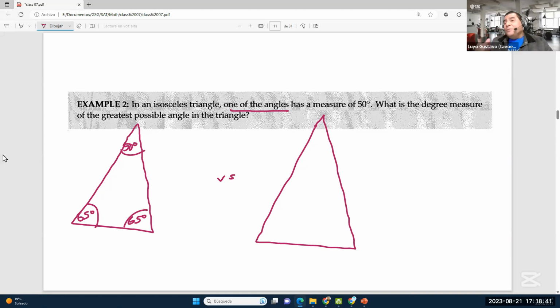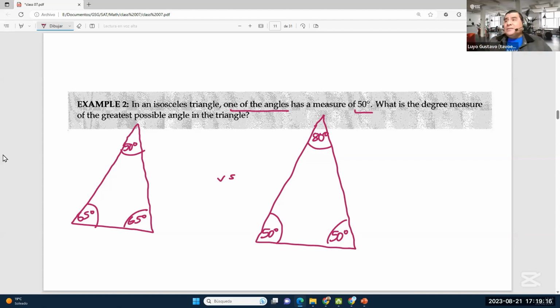Another scenario would be the scenario in which 50 degrees is the common measure of the two equal angles in this isosceles triangle. In other words, that this is 50 and this is also 50. And if that's true, since the combined measure is 100 degrees, this would have to be an angle of 80 degrees because the sum is always constant, is always 180 degrees for the three interior angles.